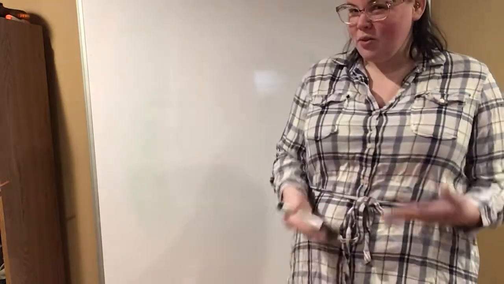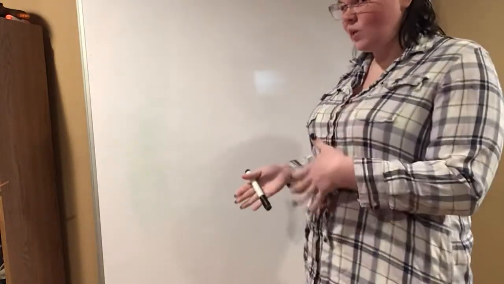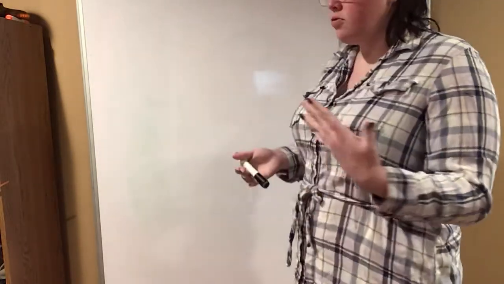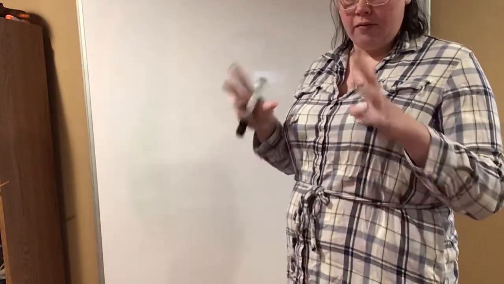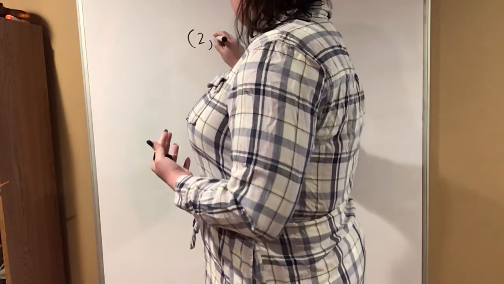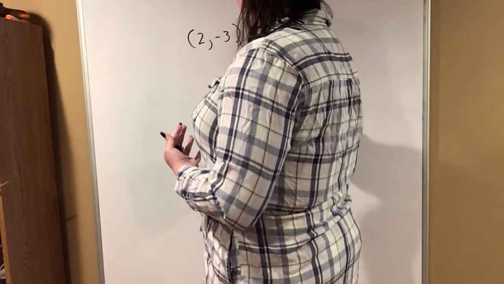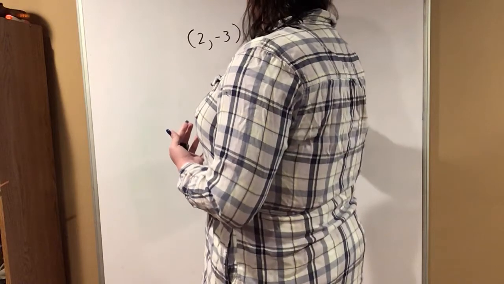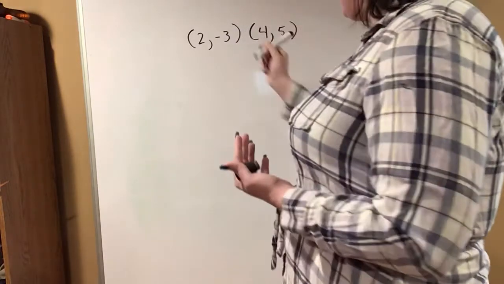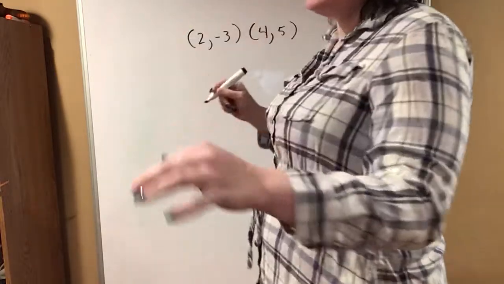Slope is just the rate of change in something. It's kind of nice. And there's an easy formula to find out slope when you're given 2 points. So let's give ourselves 2 points. I'm going to give myself (2, -3) and (4, 5). Okay, that's fine.